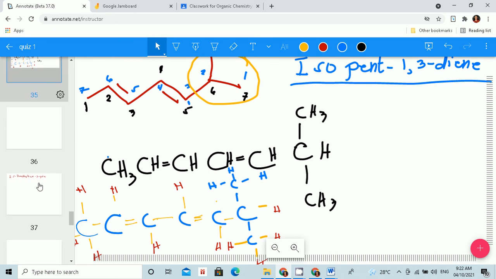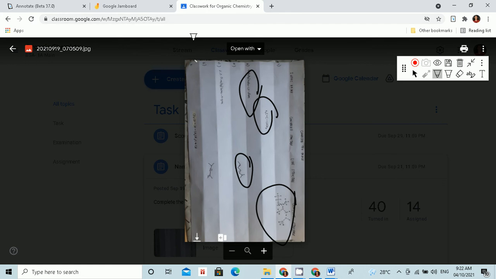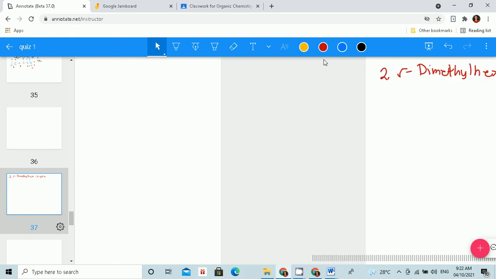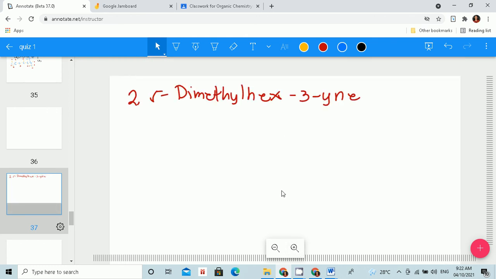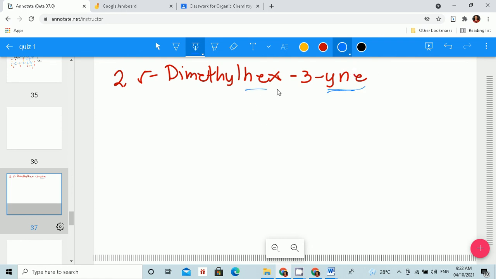Okay, so let's go to number 5, I think. Okay, it's number 5. So number 5, we are given with this one. It's an IUPAC name. The name is 2,5-dimethylhex-3-yne. Okay, so there's an yne. So we can assume, we know that this is an alkyne. So expected that it has 3 because of this yne. It has 3 bonds, so it has triple bond. Okay, then it's hex.